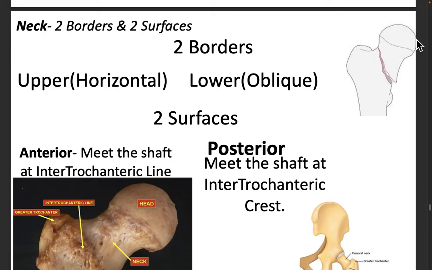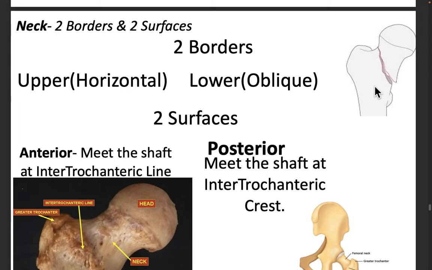So here we have the head of the femur, and from this region up to roughly this region we have the neck of the femur. The uppermost part of the neck of femur is more or less horizontal, but the lowermost part is oblique in shape. Or you can say the connecting line.